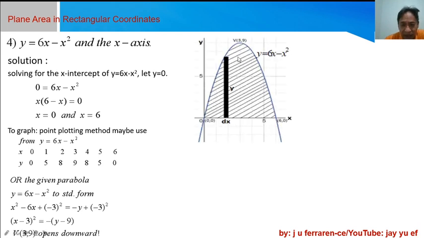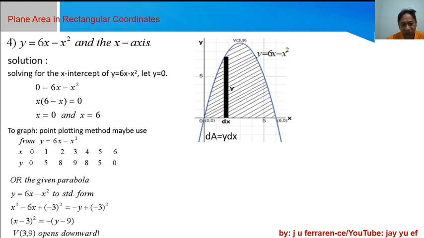Okay, so we have vertex 3, 9. The x-intercepts are at 0, 0 and 6, 0. So you can approximate by having your parabola constructed that way. Now, if this is the vertex of the parabola, there is a line passing through here where our figure can be symmetrical. Okay? So, what is the area?